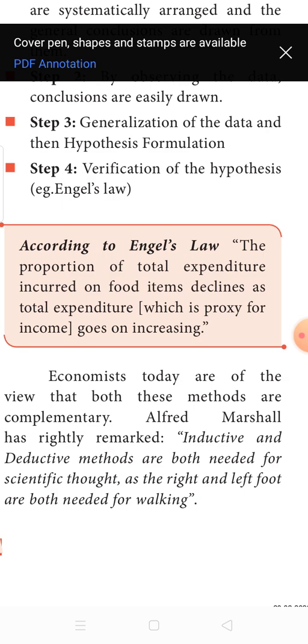The other method is called the inductive method, where we take a problem or a particular situation into consideration, and from that facts are collected, experiments are made, observations are made using statistical methods, and then we analyze and come to a generalized assessment or generalization of the collected data. This is called the inductive method, or otherwise the empirical method.